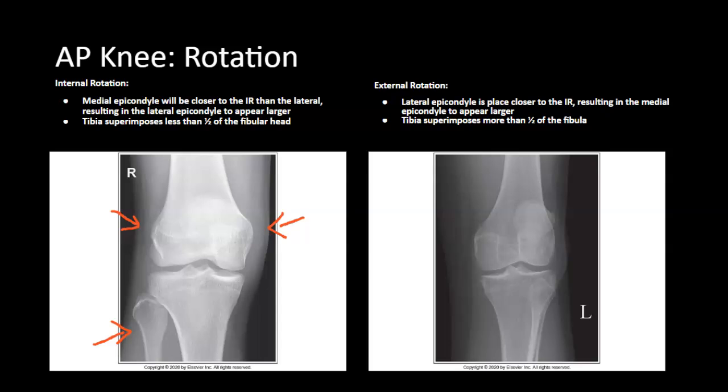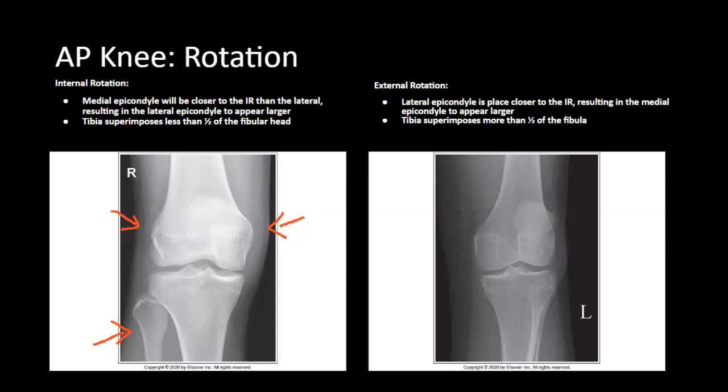And so right now, with this projection, we would need to repeat this because it's not in a true AP projection. Your fibular head should be superimposing half of the tibia, or the tibia should be superimposing half of the fibular head, and your epicondyles need to be parallel with the IR.